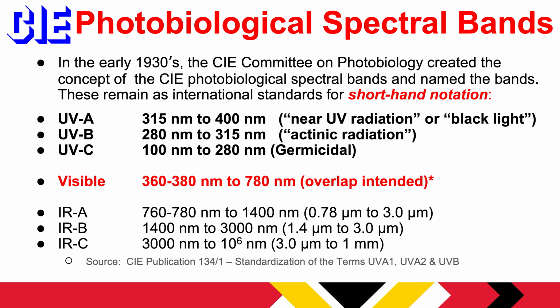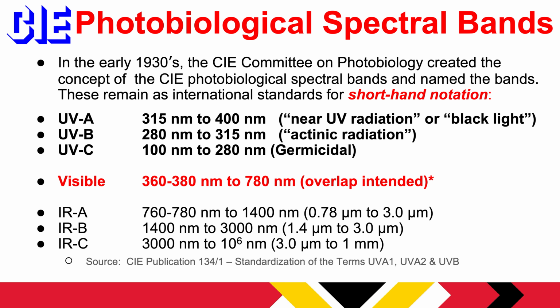UVC, though, is blocked by the atmosphere, so we don't get UVC from the sun, and this is referred to as the germicidal band. It goes from 100 nanometers to 280 nanometers, or you'll often see it as from 180 or 200 nanometers to 280, because that's the normal emission of the germicidal lamps.